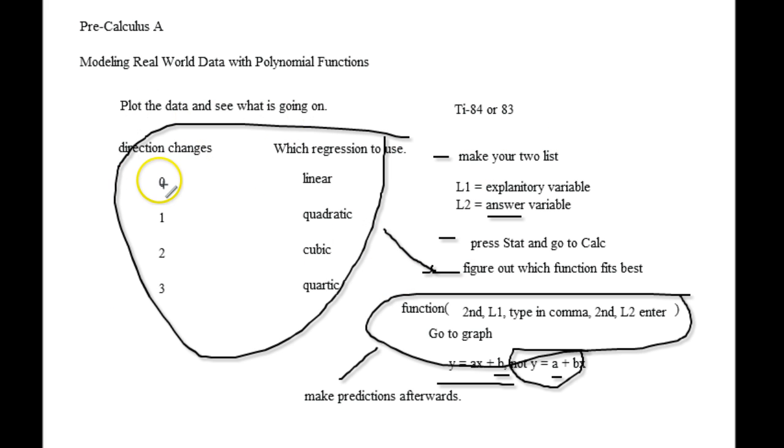If there's one direction change, you're probably going to be using quadratic. Then you go figure out which function is best after you go to the calculator function. Then you type it in here and it's probably going to be linear regression. And then press second L1, type in a comma, second L2, and then press enter, and then you can go to your graph and you can actually look at it.